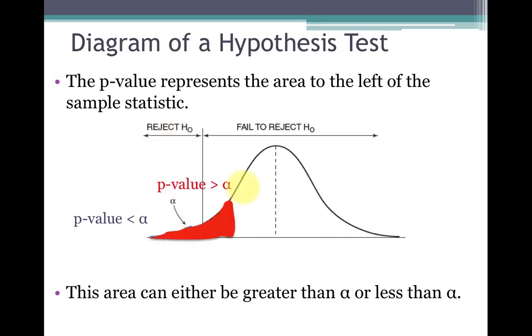If p-value is greater than alpha, the sample mean or the sample proportion is going to be falling right here, which falls in our fail to reject range. So we want a p-value that's smaller than alpha, because that would enable us to reject the null hypothesis. That's what we want to happen.